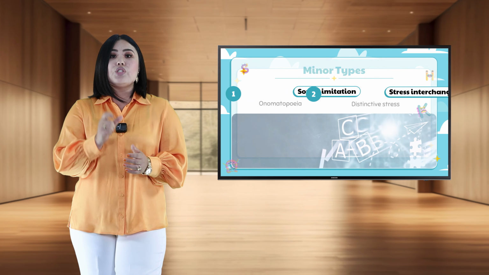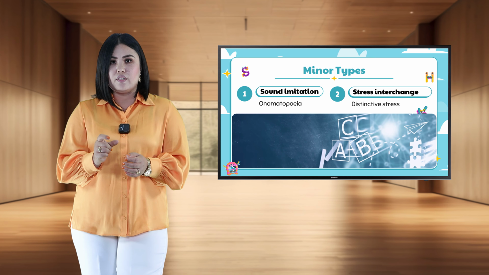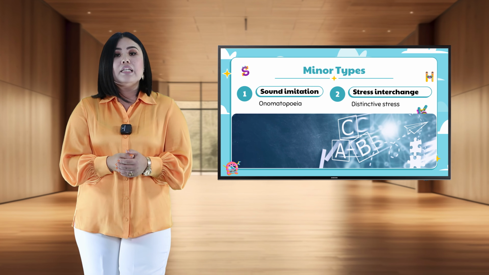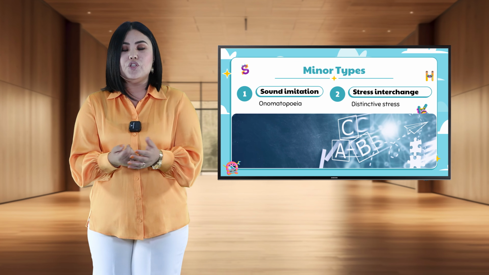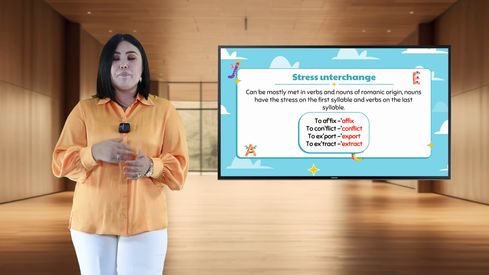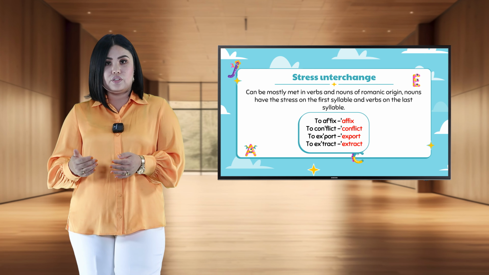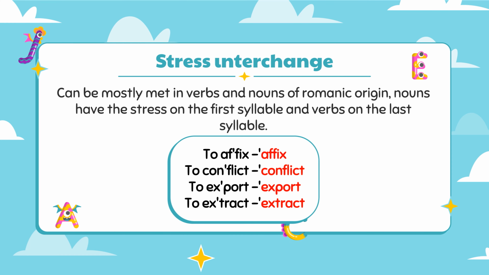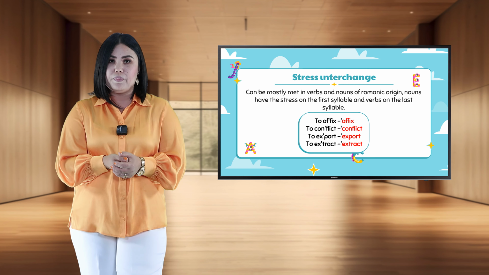Next type is stress interchange, also known as distinctive feature. Word pairs like a present, to present, are made by word formation patterns called stress interchange. You see, noun a present, verb to present.